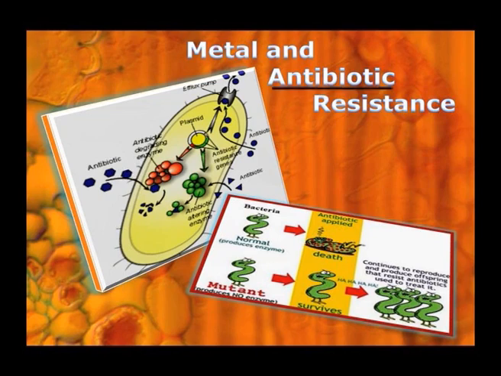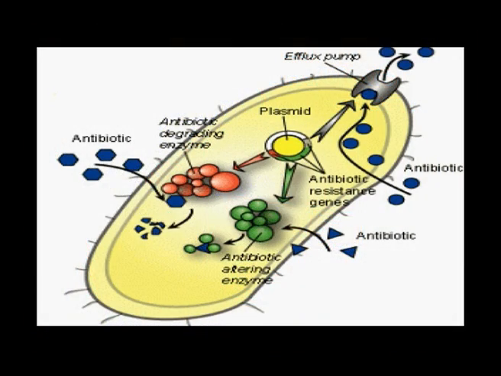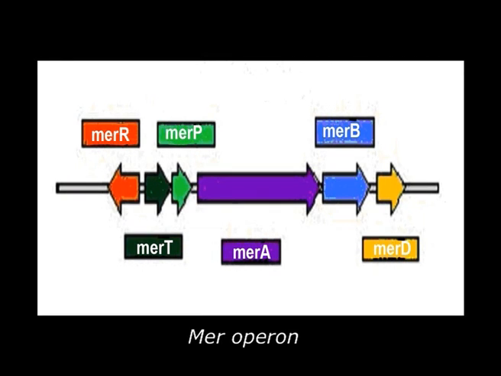Metal and antibiotic resistance. There are so many genes arranged in operons in some Archaebacteria. In some Sulfolobus organisms, we can find the presence of the PPX gene, the PPX operon rather, to endure the copper metal. There is also the presence of the MAR operon in some of the Archaebacteria.